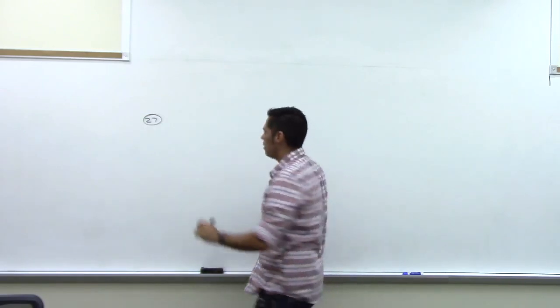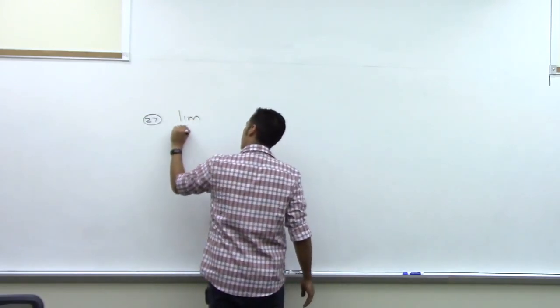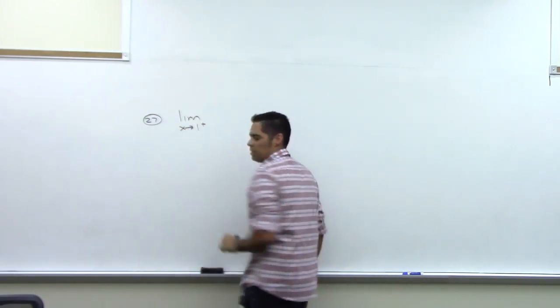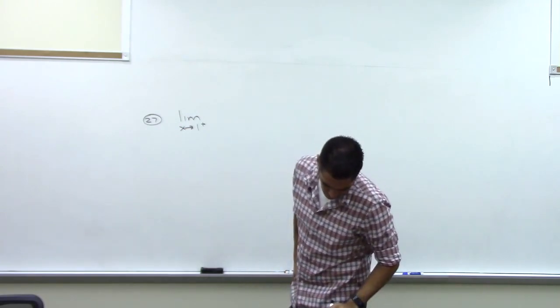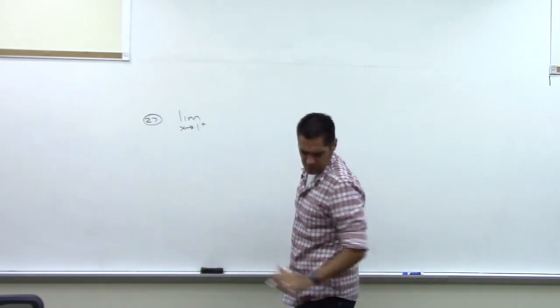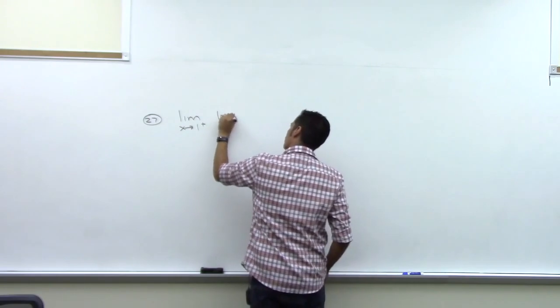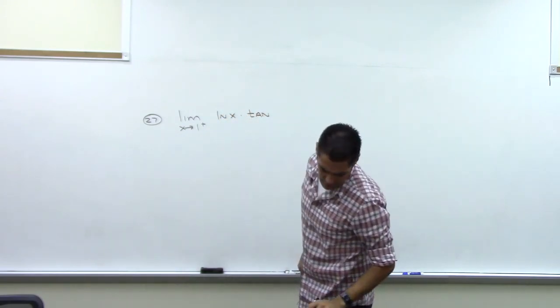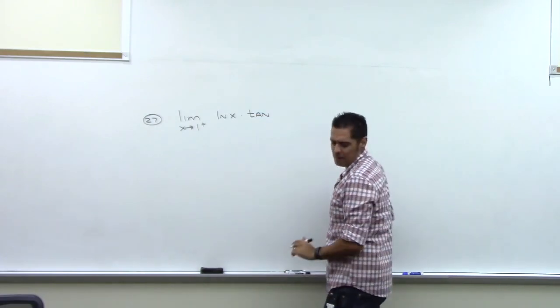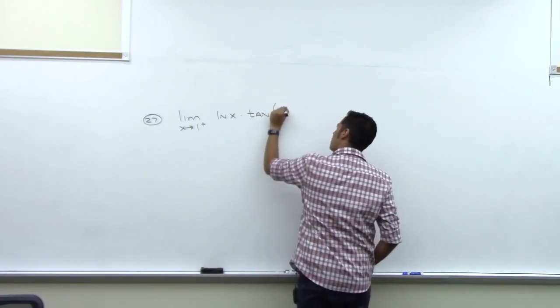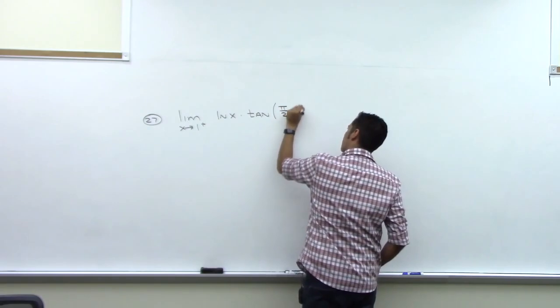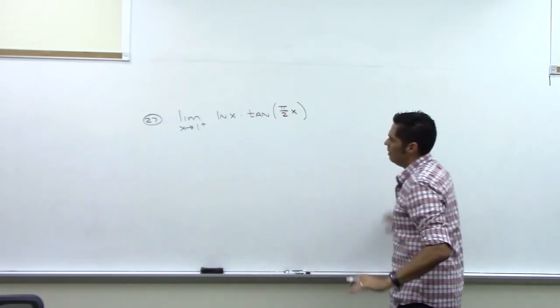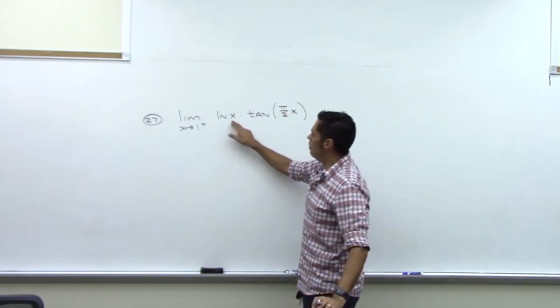Limit as x goes to 1 from the right of natural log x times tangent of pi x over 2. I'm going to write that as pi over 2x. That's the same thing. As x goes to 1, natural log of 1 is 0.